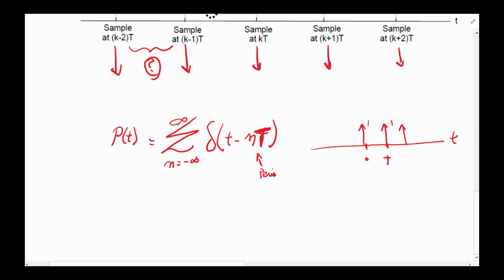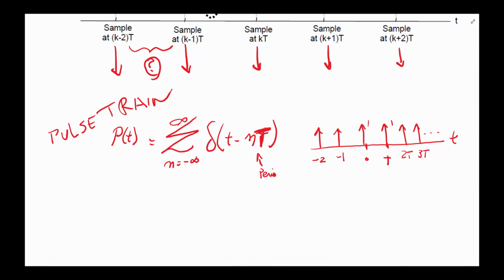So this impulse will look like this, and this goes on to plus infinity. This will be 2T, 3T, and then of course we'll have the negative side as well, negative 1 and negative 2. This is a very useful signal, and its name is pulse train, just because it looks like a bunch of train cars attached to each other. I don't know, somebody saw that. But anyway, it's called a pulse train, or more completely, the impulse train.